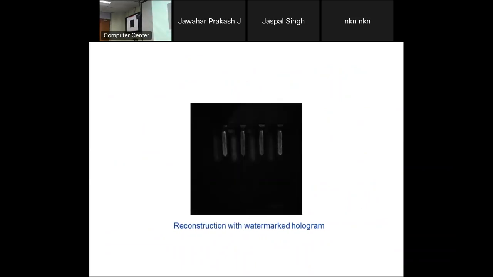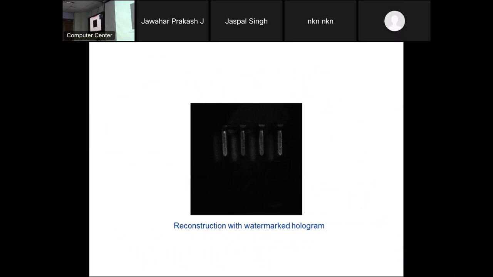Now do the reconstruction. This was the original object. Now I have done the reconstruction of the watermarked hologram, and you have this reconstruction. So if I go back, show you this reconstruction and the earlier version of reconstruction, you will see no difference in quality. It means when you have watermarked the hologram or use the hologram directly, both are the same. But it is a protected hologram. All right? So you see the comparison.